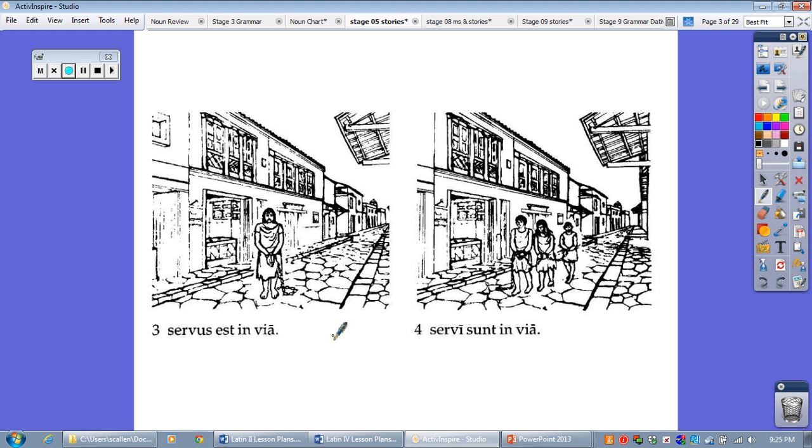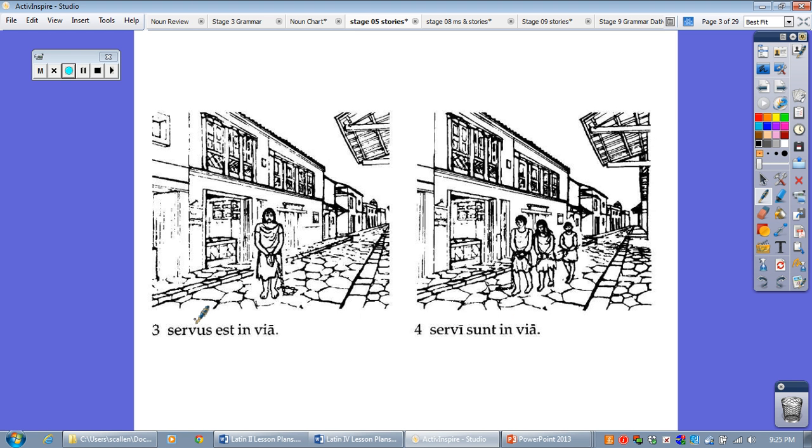Check out this one. Servus est in via. Servi sunt in via. These pictures are so depressing. So a slave is in the street versus servi, the slaves are in the street. So that would be a second declension noun, right?